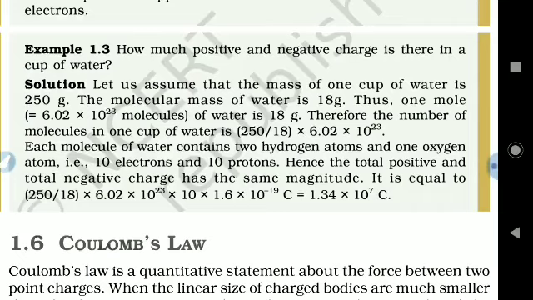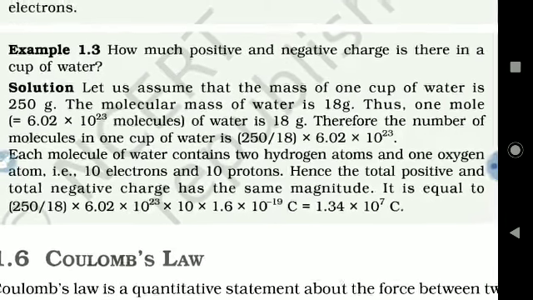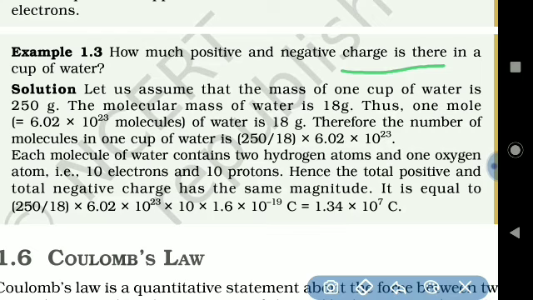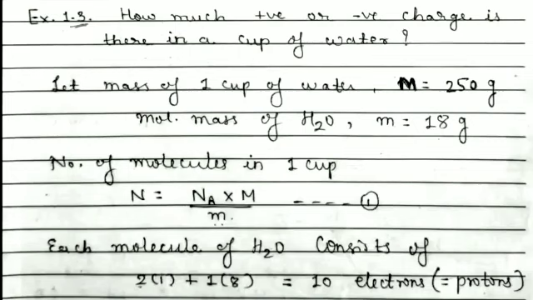Now let us move to our next example. Example number 1.3. Statement given is how much positive and negative charge is there in a cup of water. Means if we take water in one cup, then how much positive charge is present in that one cup of water, or a negative charge is present in that one cup of water. Now let us consider that in one cup 250 gram of water can be consisted.